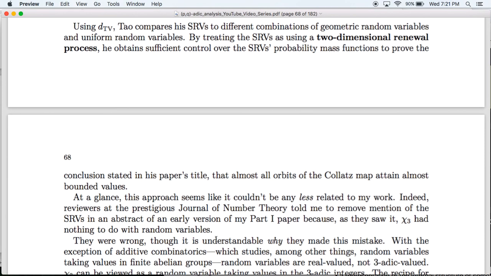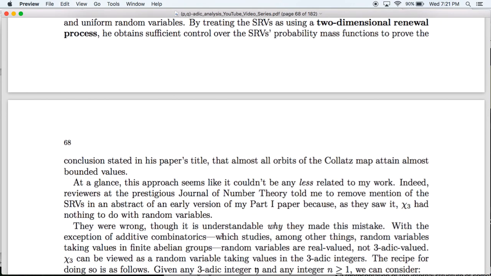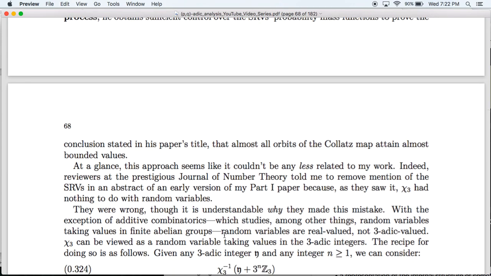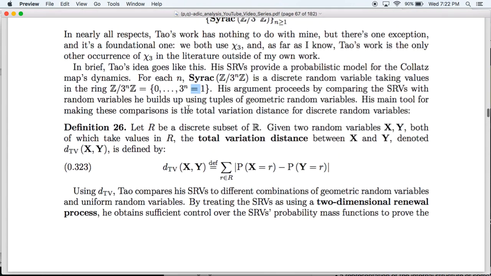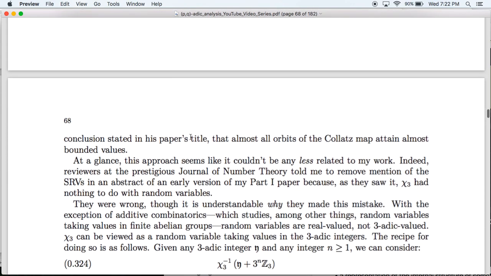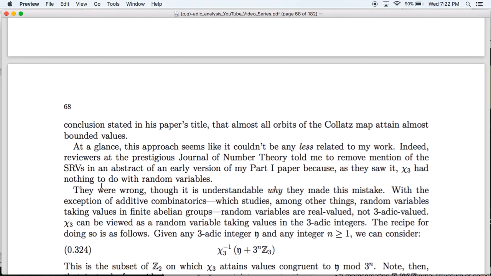Really, what I'm doing is incredibly, incredibly weird, and you basically have to be insane to see things the way that I do. So, with the exception of additive combinatorics, which studies, among other things, random variables taking values in finite abelian groups, like Z mod 3 to the n Z, random variables are almost always going to be real valued things, not three-adic valued things. Sometimes you might get a complex valued thing, but a complex valued thing is just two real valued things. So the thing is, chi3 can be viewed as a random variable taking values in the three-adic integers.